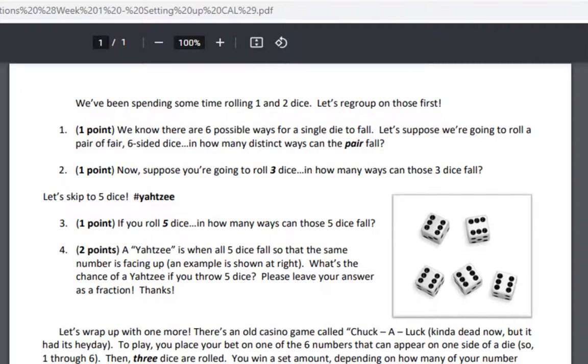Okay, friends, let's take a look at setting up the Chuck-a-Luck quiz. Actually, the first couple questions are not about Chuck-a-Luck, but the last 4 or 5 down there are. Okay, so this first one, we know there are 6 possible ways for a single die to fall. We're going to roll a pair. How many ways can the pair of dice fall?